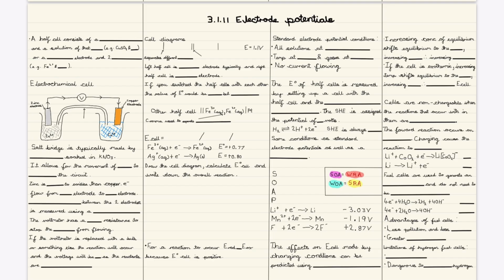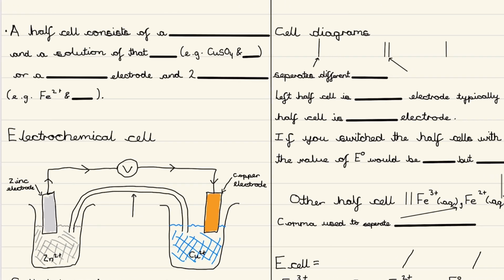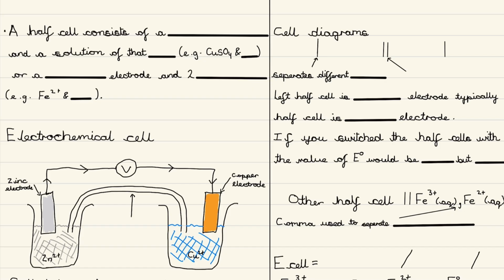Okay, so now we're onto electrode potentials. A half cell consists of a metal electrode and a solution of that metal. So for example, we might have copper sulfate solution and a copper electrode, or we could have a platinum electrode and two aqueous ions, such as aqueous Fe2+ and Fe3+.